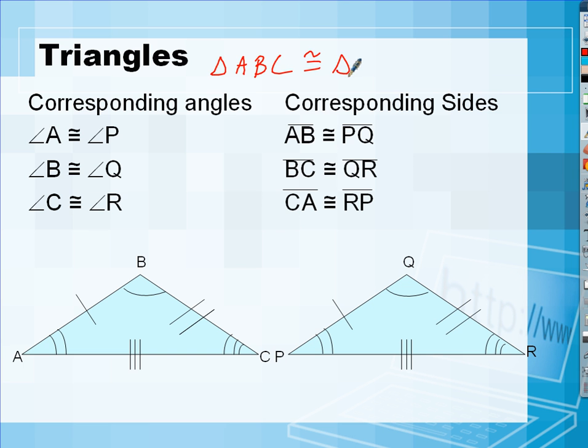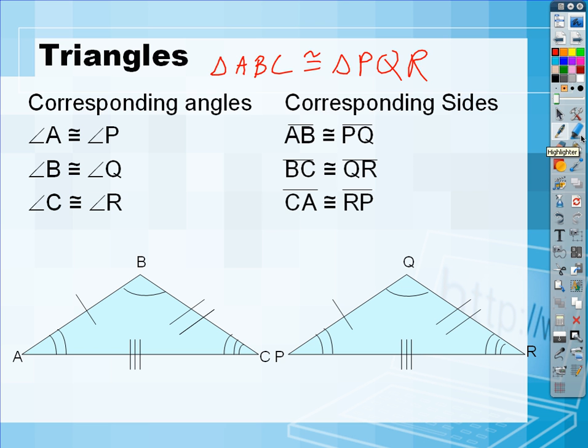I've got to use triangle, well, A goes with P, right? So I've got to put the P first. B goes with Q, so I got to put the Q second. And C goes with R, so I got to put the R third. Now, I could have done it differently, and that's fine. It would have been okay to say this also.